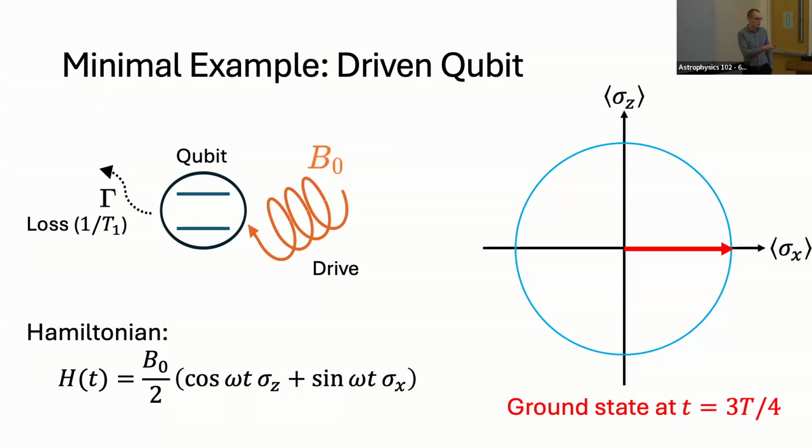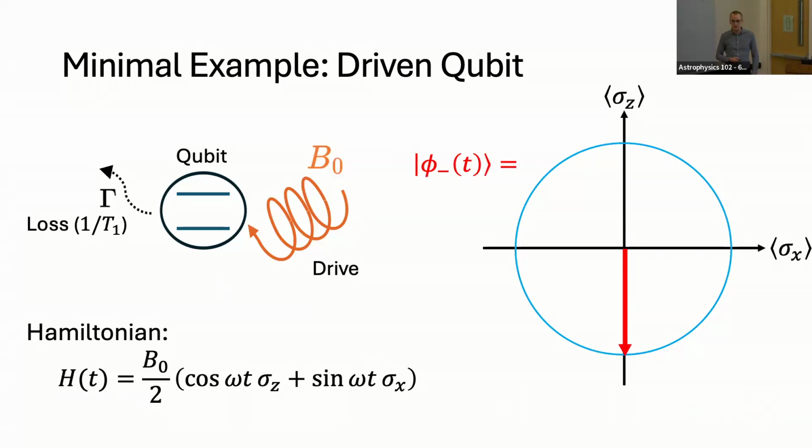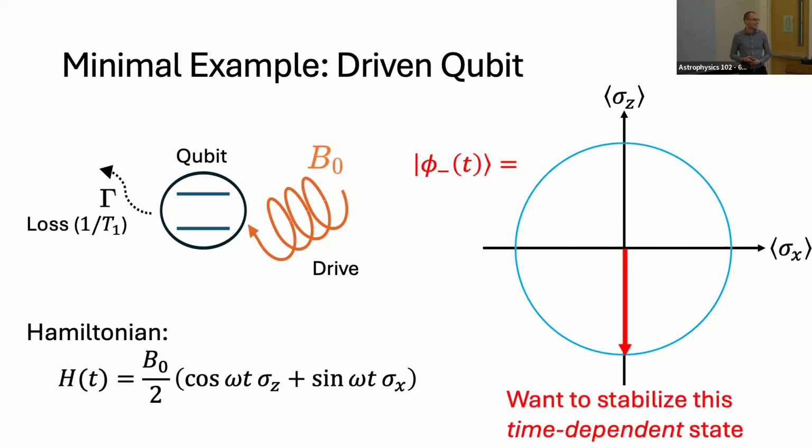So that's a way of seeing what I said before about cooling in the lab frame and heating in the Floquet states. And then as we go further along in the period, the state continues to rotate around the sphere until it eventually comes back to itself. And so this is the state that we would like to stabilize. I'm going to call it phi minus of time, and it's really this time varying state which spins around the Bloch sphere like this. Everyone needs to be very impressed by that. Okay, so this is the state that we want to stabilize.